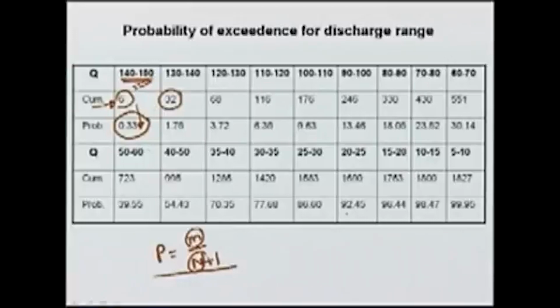Similarly, we can look at discharge of 5 to 10 and the probability is 99.95%. So, this tells us that almost 100% of the time discharge will be more than 5 meter cube per second.